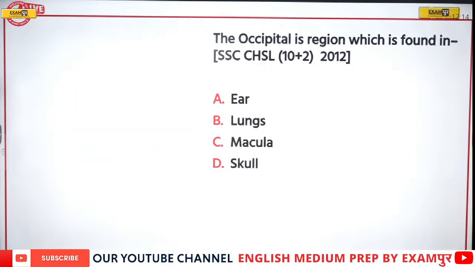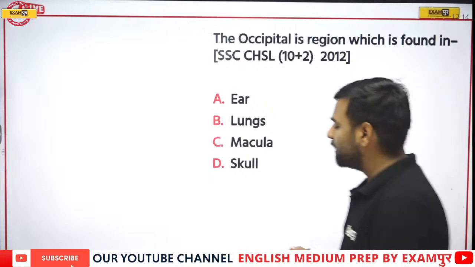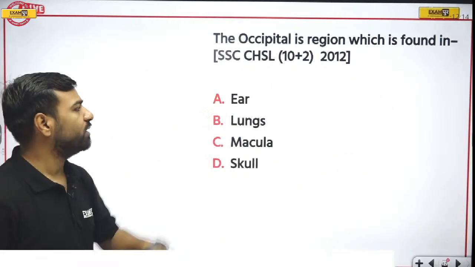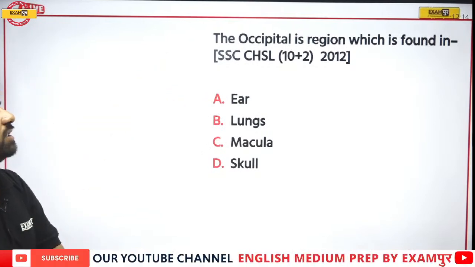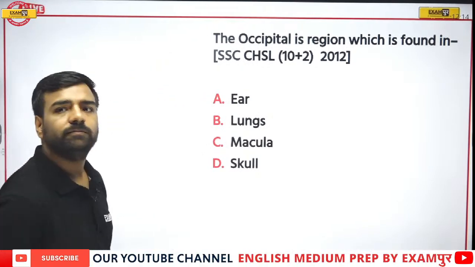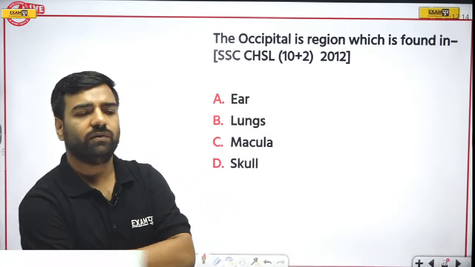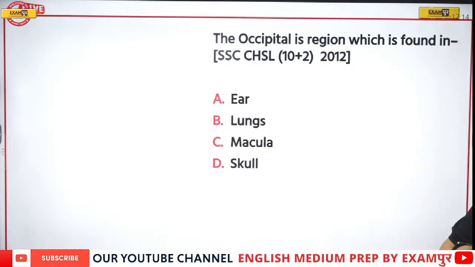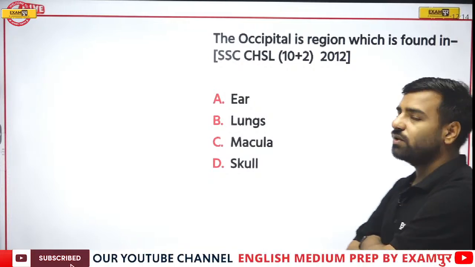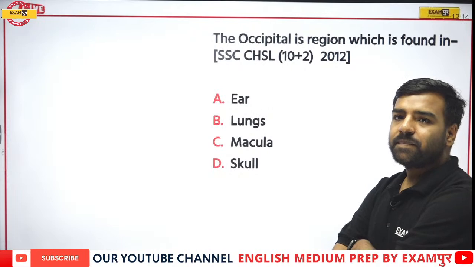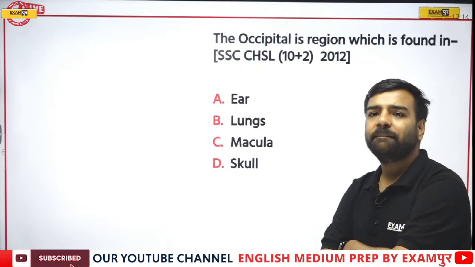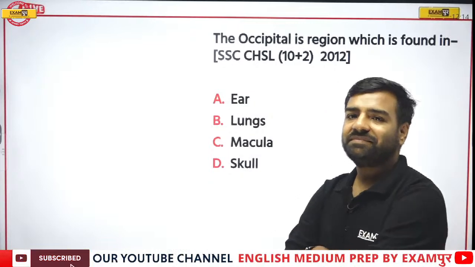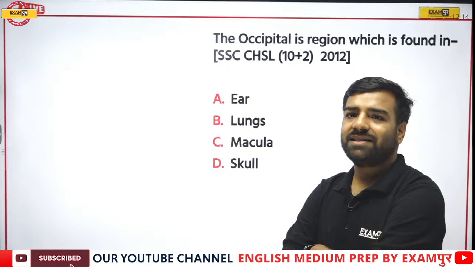Next, occipital is the region which is found in dash. Occipital region, this is from CHSL again, 2012. Where is this occipital region found? Waiting for the answer. Dilip, Pankaj, Ravindra, Udbhav, who can give this answer? Is it ear? Is it lungs? Is it macula, or is it skull? What is going to be the correct answer for it? Yes, waiting for the answer.